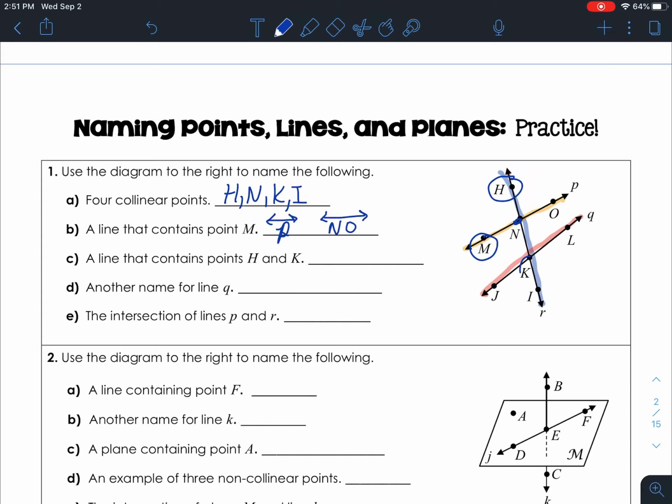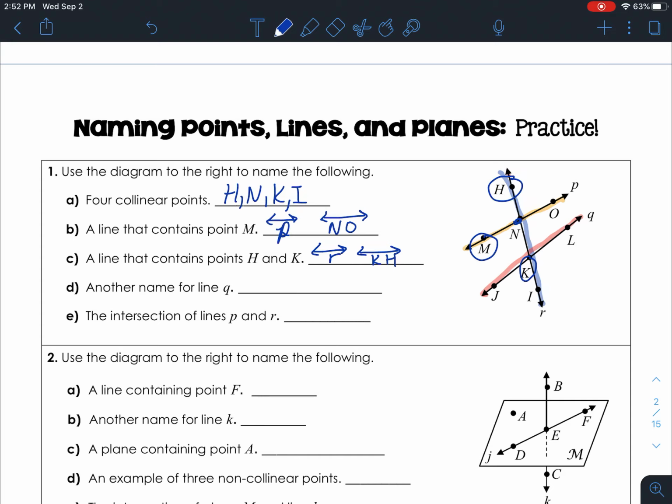Okay, a line that contains point H and K. So here's H and here's K. I want the line that is going to connect those 2. That line is that blue line. We can again name that line R. Or I can pick 2 letters on that. So I could do like N-I, N-K, N-H. I could do K-H. Any of those work. I'm going to do K-H here.